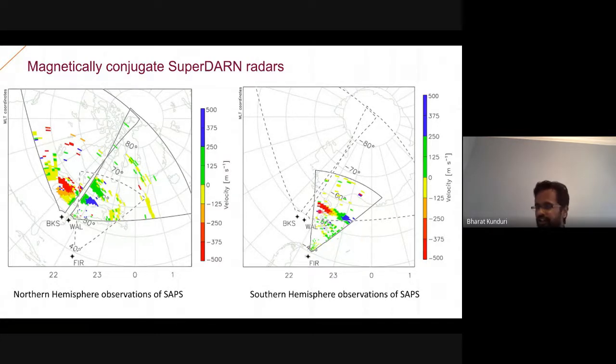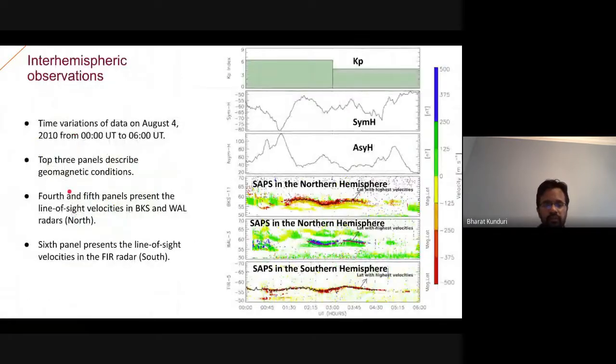Flows are much stronger in the southern hemisphere, but much broader in the northern hemisphere here. I'll quickly move on to time series analysis in the interest of time. This is between 0 and 6 UT on August 4th, 2010. There was significant geomagnetic activity. Kp varied between 4 and 6.